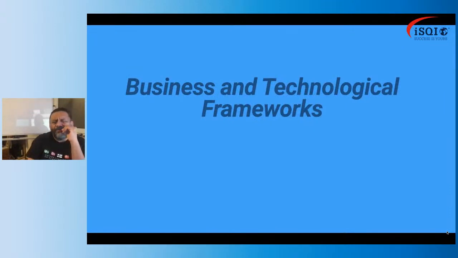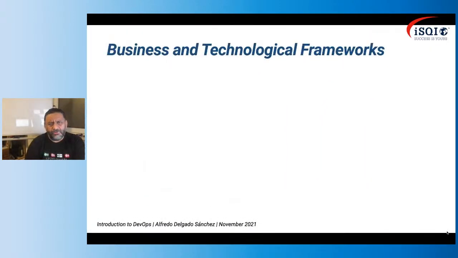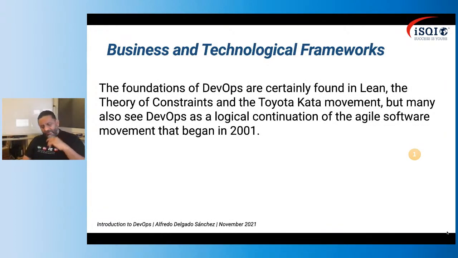DevOps is based on different business and technological frameworks. Let's take a look inside that. This is something that appears in the book The DevOps Playbook. They say that the foundation, the pillars of DevOps, are Lean, the theory of constraints, and the Toyota Kata movement, and also, very importantly, DevOps is a continuation of the Agile software movement.